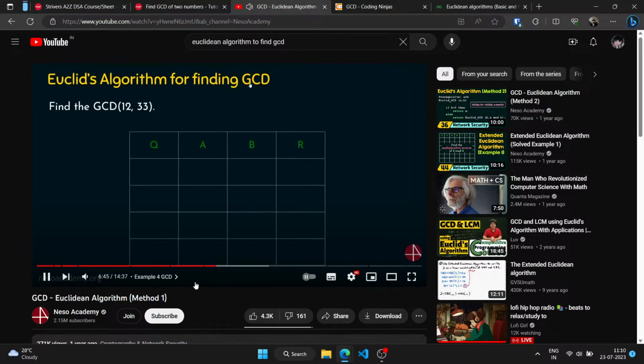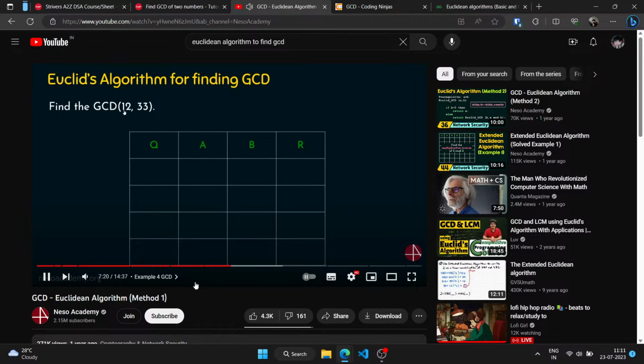So we are in method 1. What we are going to do is create 4 columns like this. The first one is the quotient. The second and third are two parameters A and B, because we are going to compute the GCD of two different numbers, 12 and 33. So we take A and B as two variables here. And obviously we are going to do the division. Division has two outputs, right? One is the quotient and the other one is the remainder. So just take 4 parameters in 4 columns: quotient, A, B, and remainder.